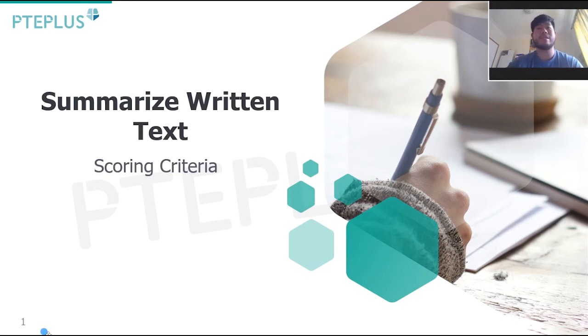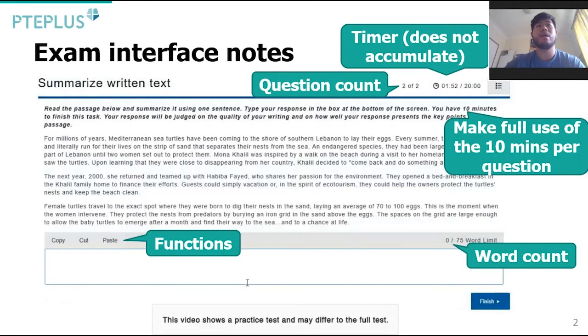The main topic for this lesson is Summarise written text, and in particular, we're going to be focusing on scoring criteria and having a look at what gives us scores and what gives us marks in terms of the question type. So let's have a look at the exam interface and remind everyone about what we need to pay attention to.